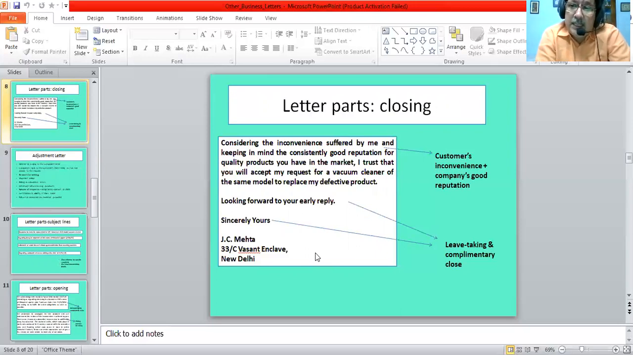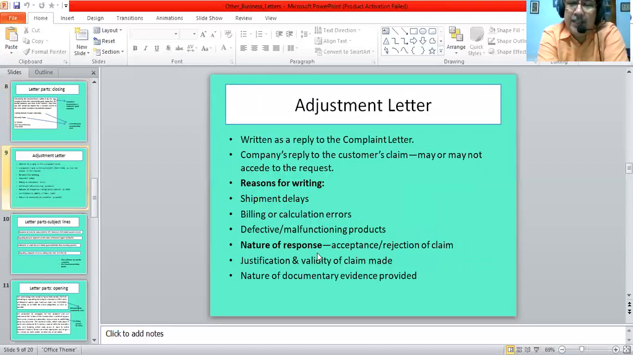Now, the complaint has been made and it depends upon the company as to how they are going to respond to this complaint. So the company's response to this complaint letter is going to come in the form of another letter, that is the adjustment letter. So the adjustment letter is written by the company, rather by one employee of the company on the company's behalf, as a reply to the complaint letter.